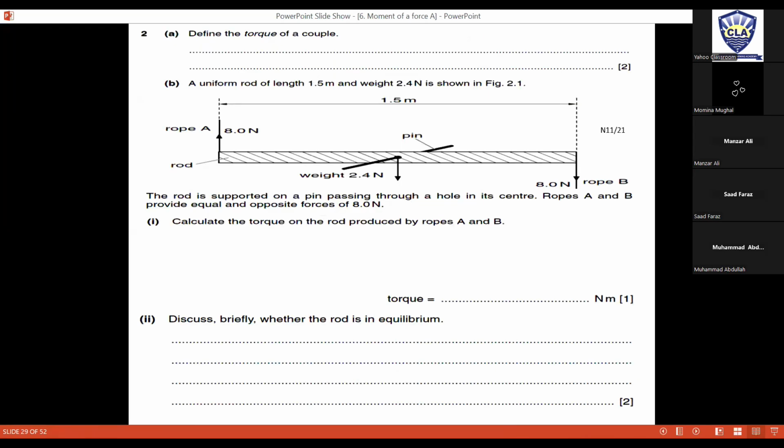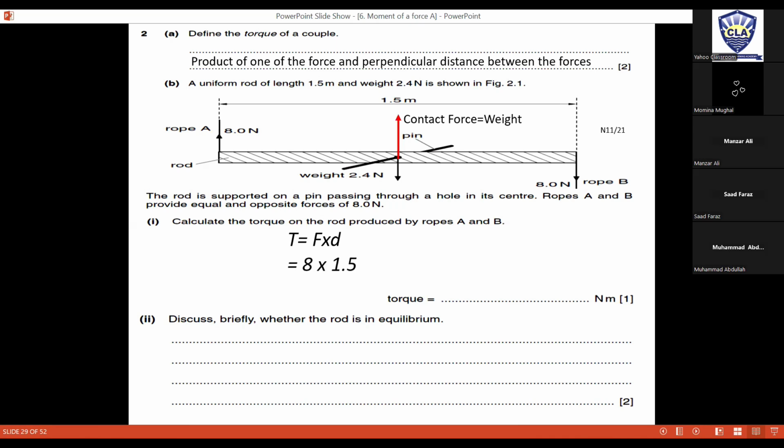Define the torque of a couple. It is the product of the force and the perpendicular distance between the two forces. There are two forces, force A and B, 8 newtons each, 1.5 meter apart. What's the torque? One of the forces multiplied by the perpendicular distance, that means 8 times 1.5, which comes out to be 12 Newton meter.